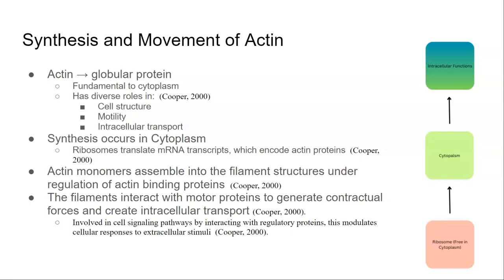Monomers of actin assemble into filament structures by regulation of actin-binding proteins. This contributes to the organization of the cytoskeleton. The proteins also interact with motor proteins to generate contractile forces and further facilitate intracellular transportation. Actin additionally contributes to cell signaling pathways by interacting with regulatory proteins, which modulate cellular responses to extracellular stimuli.